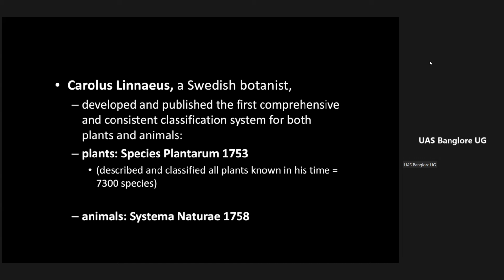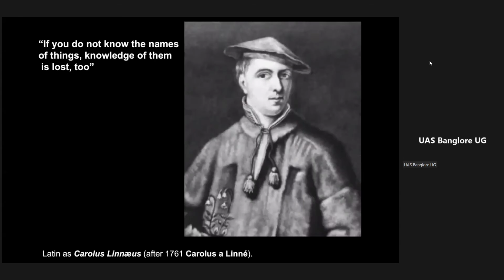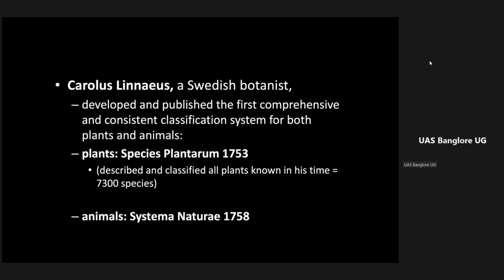After Aristotle came one more very important person. We call him Carolus Linnaeus, who gave the binomial nomenclature. I said that a species will have two names, the genus name and the species name. It was given by Carolus Linnaeus, a Swedish botanist, a person who was studying botany.